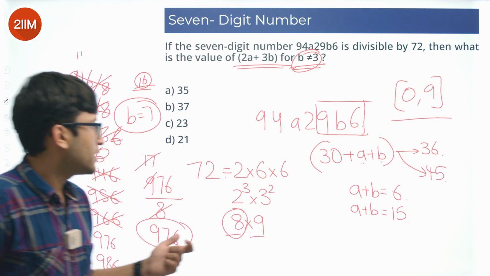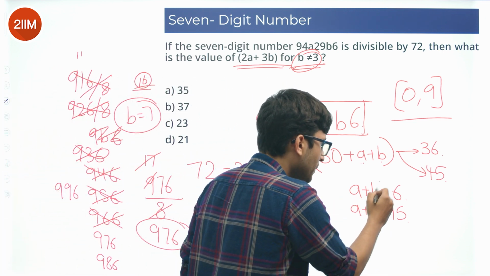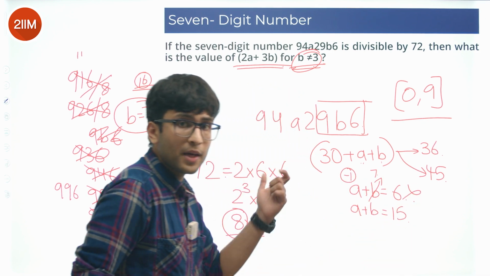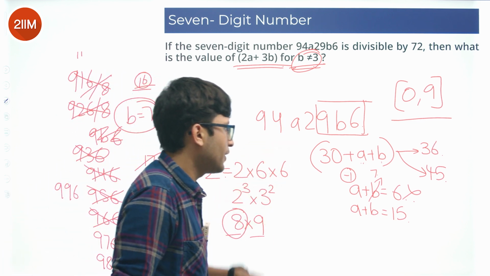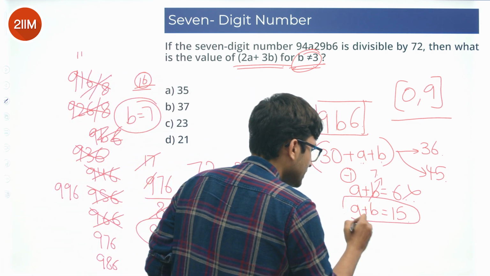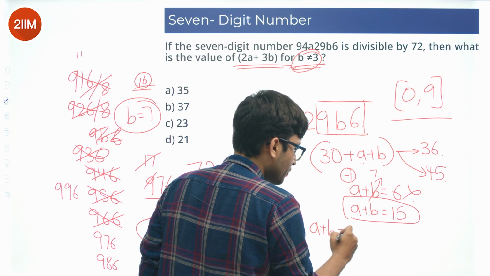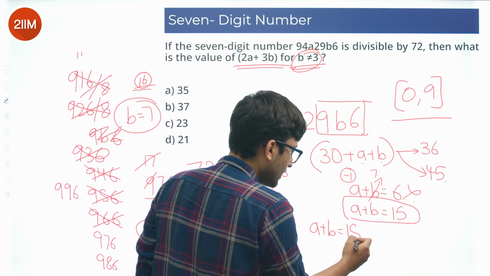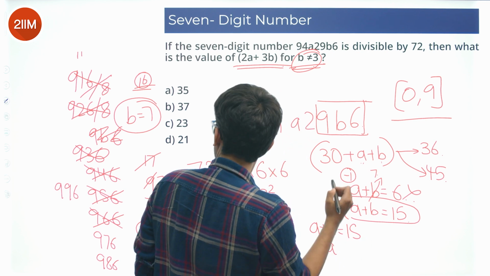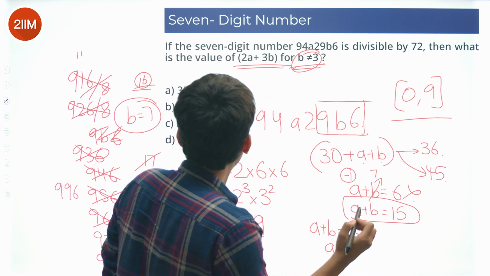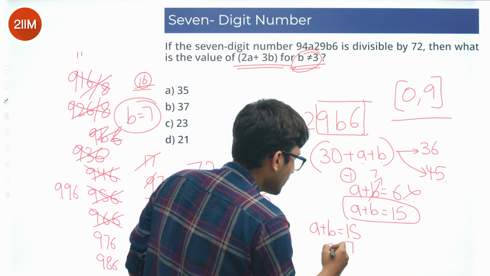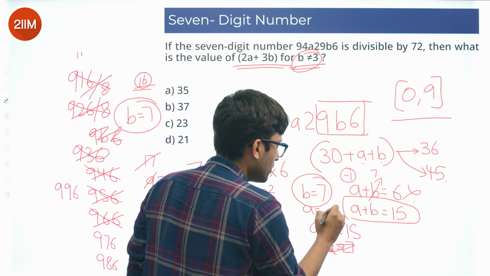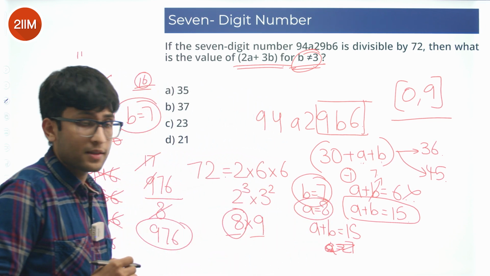So one of the problems is solved. B is equal to 7. But if B is equal to 7, then in the case where A plus B is 6, A is equal to minus 1, which is not possible. A should be a positive number. It cannot be a negative number. So the only case possible is the one where A plus B is equal to 15. I would be having B as equal to 7 and A as equal to 8. These are my two values.